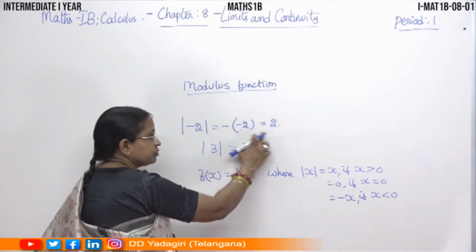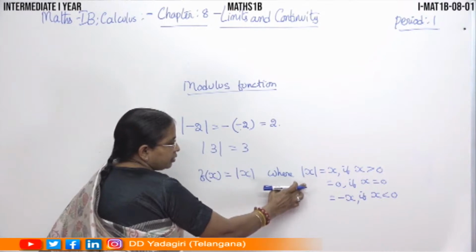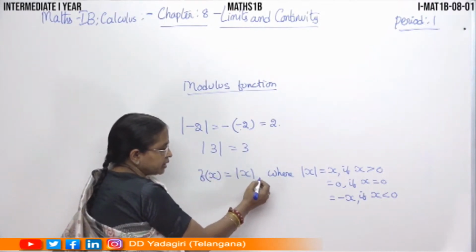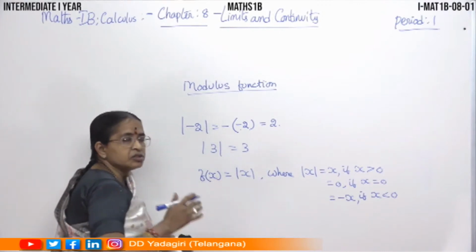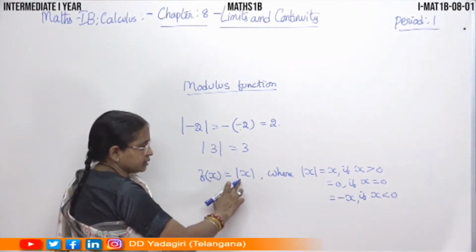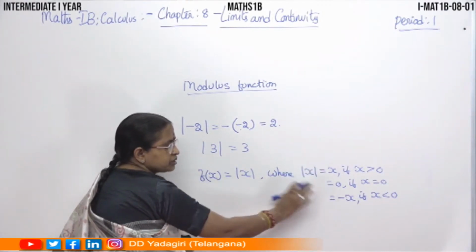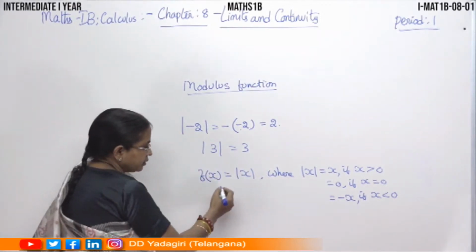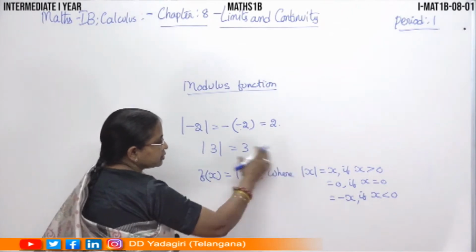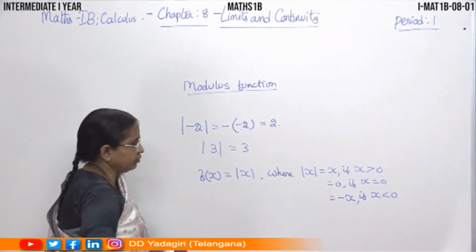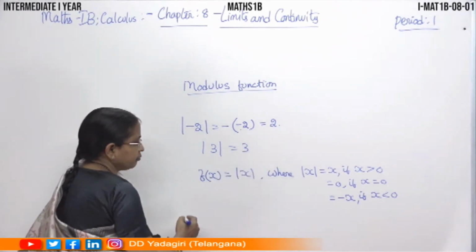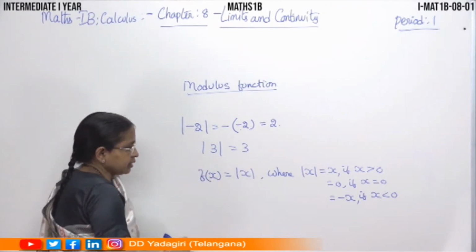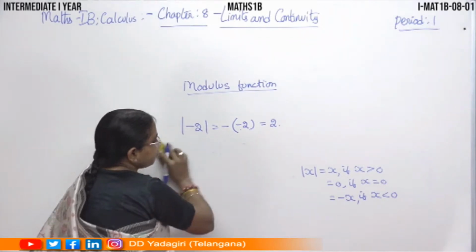So actually you are using the definition without having the proper knowledge of it. Now this is the definition. You understand the definition, learn the definition. So whenever you have mod x, you should always use this definition and remove the modulus sign, then simplify and write the function value. So this is the definition of modulus function. Try to understand.